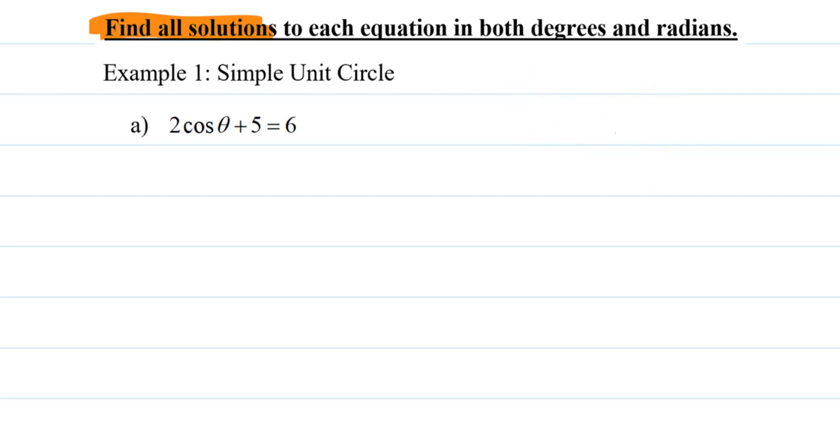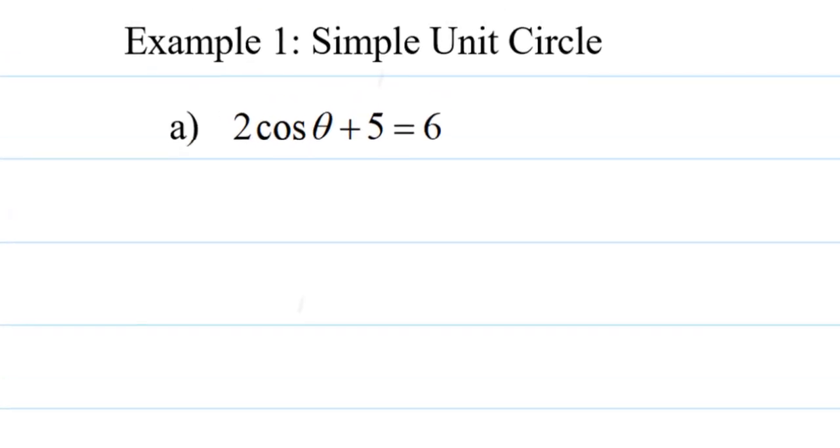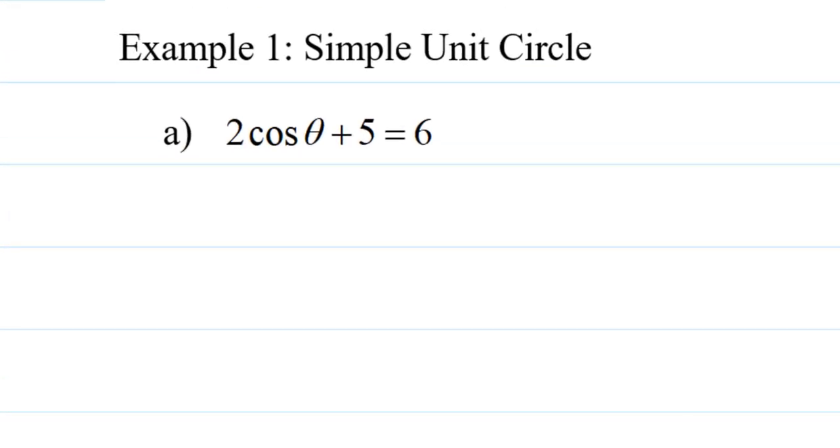So when you take a look at these, you'll solve this like you normally would any equation. You want to get cosine by itself and then figure out what theta is. So the first step here is move the 5 over, and that of course will give you 2 cosine theta equals 1. And then cosine of theta, when you divide both sides by 2, will give you 1/2.